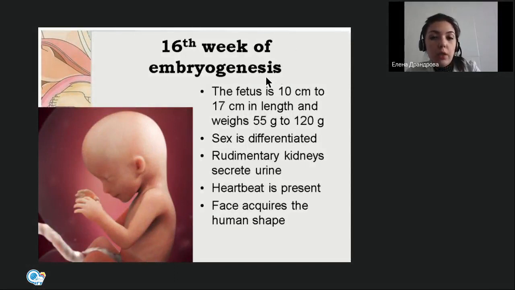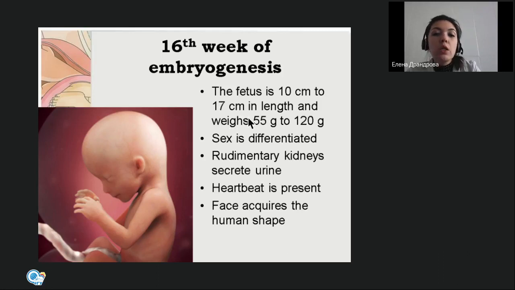At the 16th week of embryogenesis, the fetus is 10 to 17 centimeters in length, and its weight is from 55 to 120 grams. At this age, usually sex or gender can be differentiated. For example, in Russia, our ultrasound specialists can easily identify the gender of a fetus, and they can inform the parents about this gender. But in some countries, for example, in India, I know it's prohibited to inform parents about the gender of their future baby. So they wait for the moment of birth to see who will be born, boy or girl.